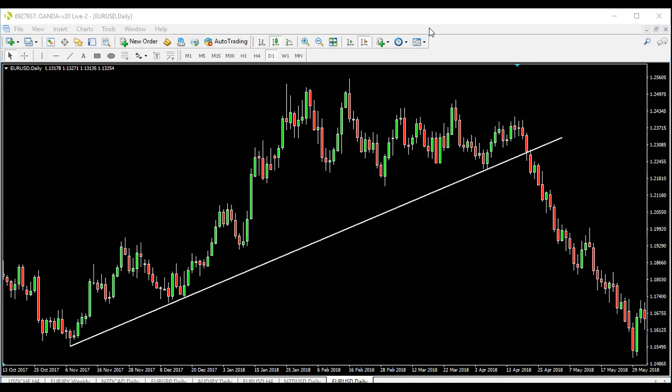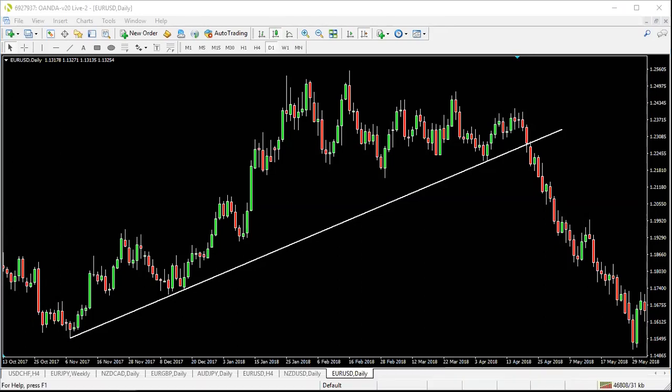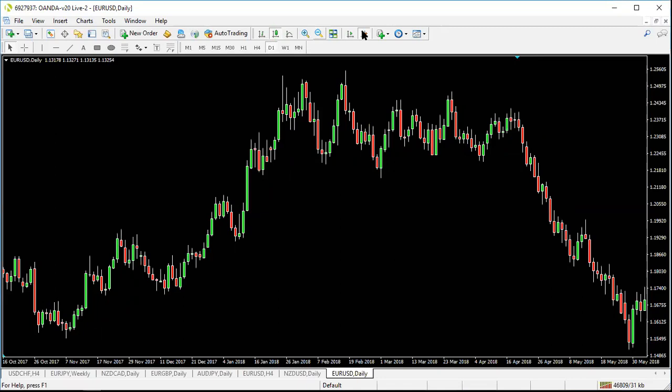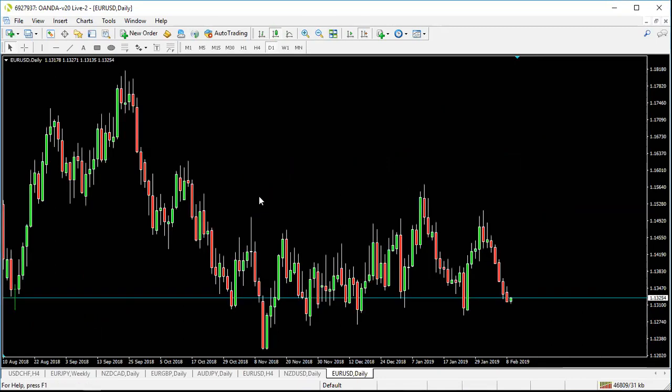Now let's find support and resistance. Support and resistance are what I consider some of the most important parts of trading in the Forex market. Let's go to current time. What I'm looking for is areas that the market has come to multiple times and been rejected. I can clearly see right here.